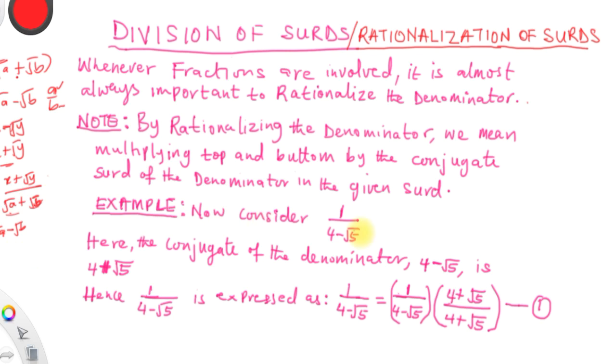So let us continue. Consider this. If you are given this fractional surd in general, let's say square root of x plus square root of y all over square root of a plus square root of b, and you want to simplify this, or find the division of this, then what we have to do is take the conjugate of the denominator, which is square root of a minus square root of b. So you multiply this given surd, top and bottom, by the conjugate of the denominator, which is this.